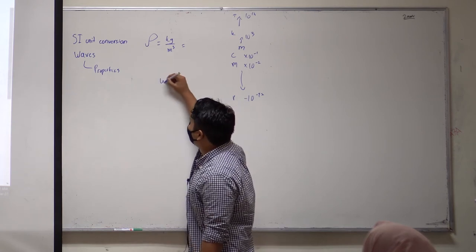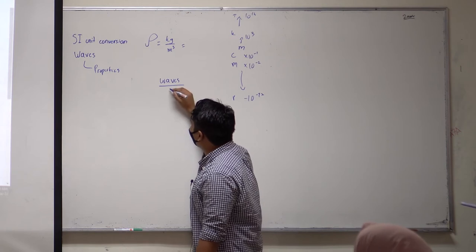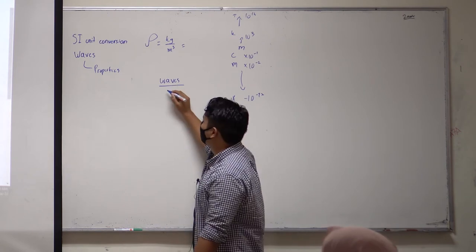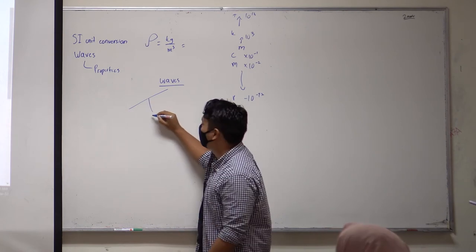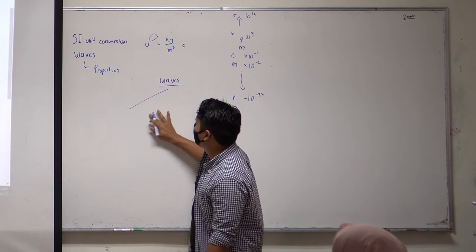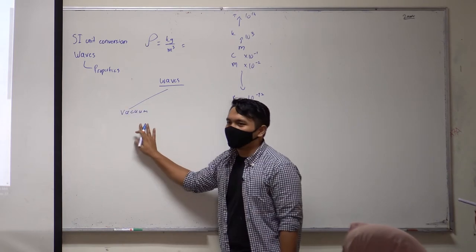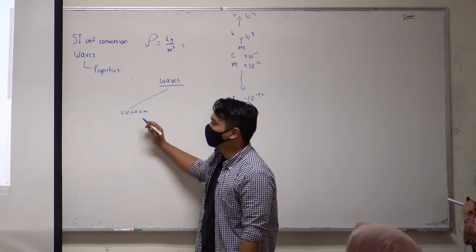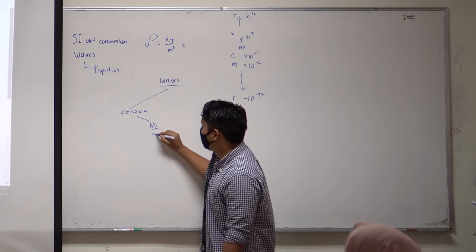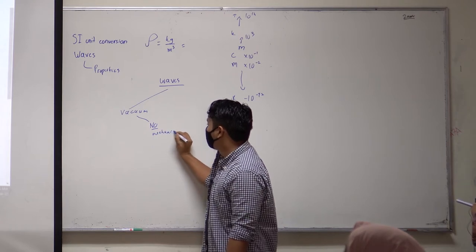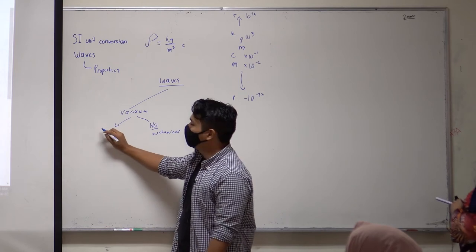For example, this is based on what I remember. How to differentiate waves: there's mechanical wave and electromagnetic wave. A mechanical wave cannot travel in a vacuum. So how do we categorize this? Can it travel in a vacuum? If it requires a medium to travel, that is a mechanical wave. And if it can travel in a vacuum, then it is an electromagnetic wave, I think.